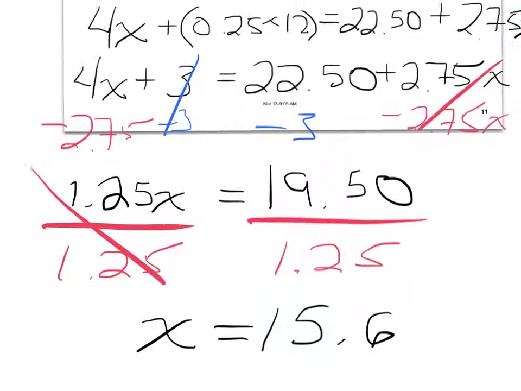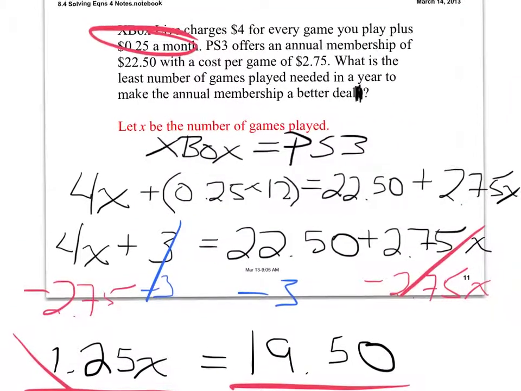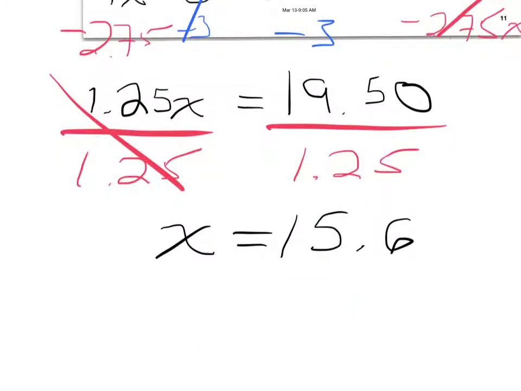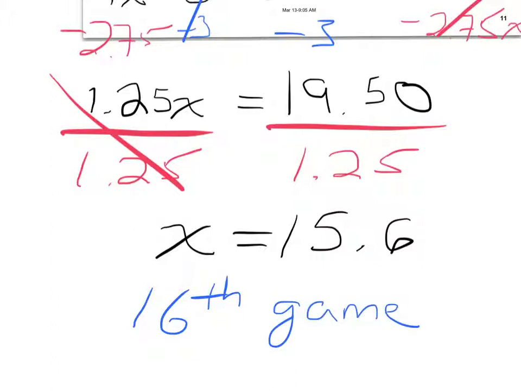So the point at which the PlayStation is the better deal, because that's the annual membership, will be when you order the 16th game. Because once you've played 15.6 games, it's even. So once you order the 16th game in the course of a year, PlayStation is the better deal.